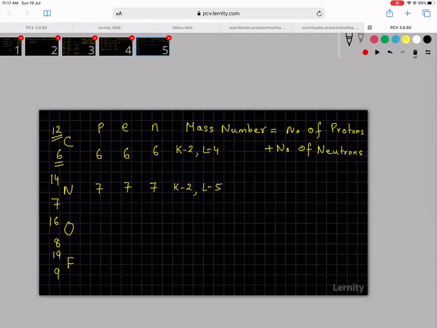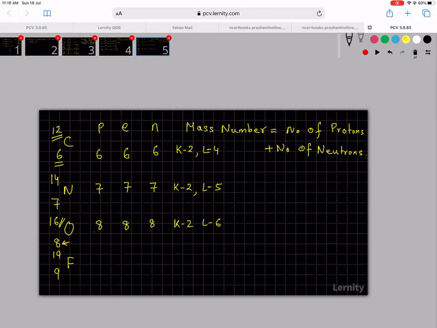Okay, so please write down the electronic configurations of each. So number of protons in oxygen is 8. Atomic number is equal to number of protons. That is also equal to number of electrons. Then number of neutrons is 16 minus 8, which is 8. So here K shell will have 2. Then L shell will have 6.